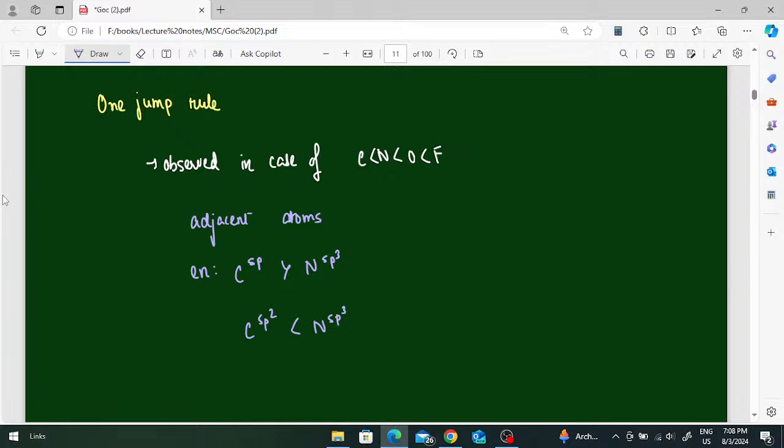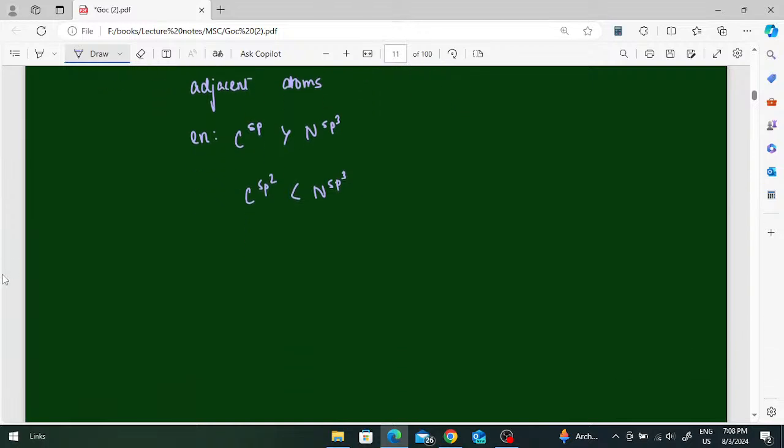This is the most interesting part. Similarly, carbon that is sp hybridized will lose to oxygen that is sp3 hybridized, because they are not adjacent. But nitrogen, if it is sp hybridized, will win over oxygen that is sp3 hybridized. Similarly, if nitrogen is sp2 hybridized, it will lose to oxygen that is sp3 hybridized. This is the one jump rule that we're talking about.